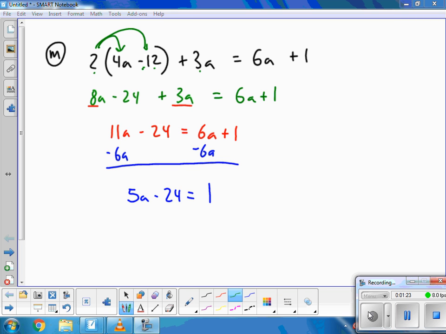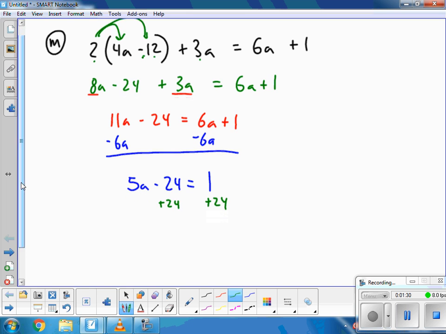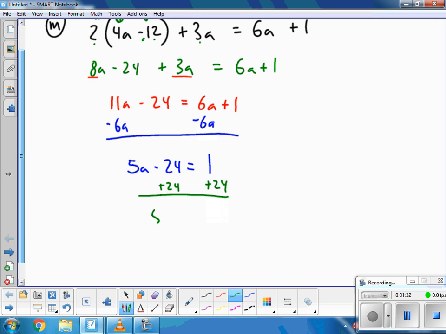Now I'm going to add 24 to both sides. I'm undoing the equation, and I end up with 5a equals 25. I added 24 because I saw it was subtracting, so I'm undoing it. Same thing here: it's 5 times a, so I'm going to divide everything by 5. I'm going to do the opposite of what I see. And a equals 25 divided by 5, which is 5. That ends up being my answer.